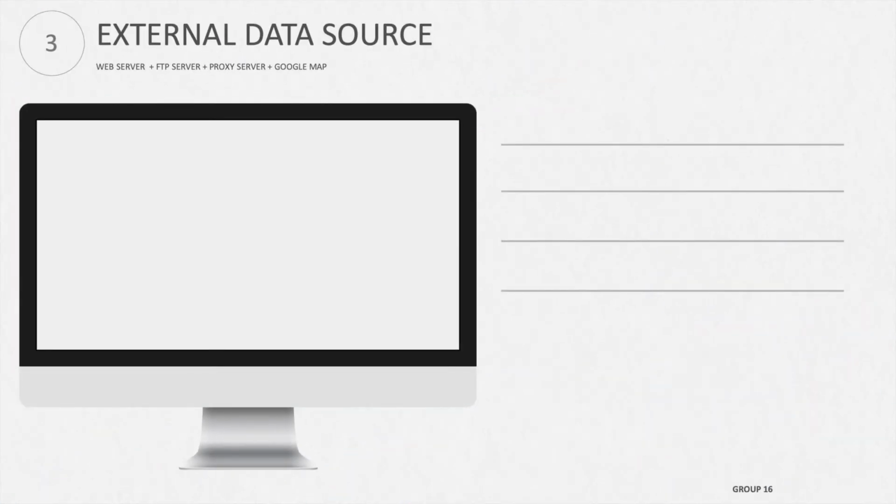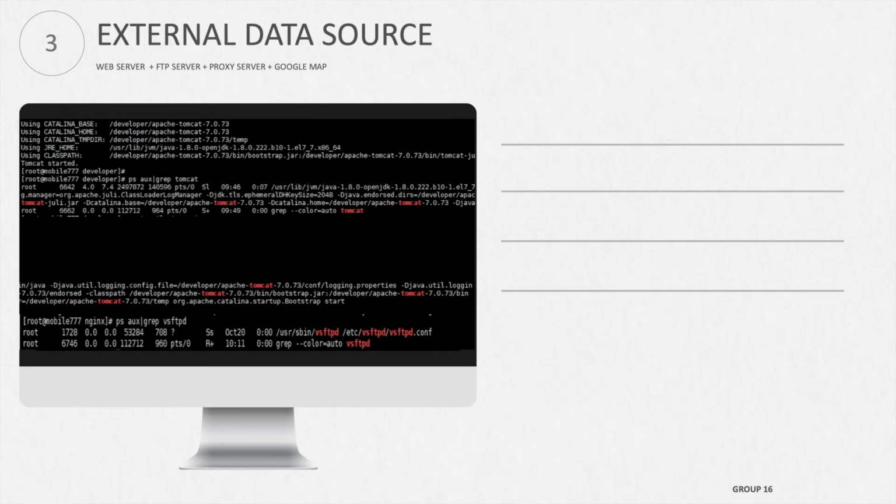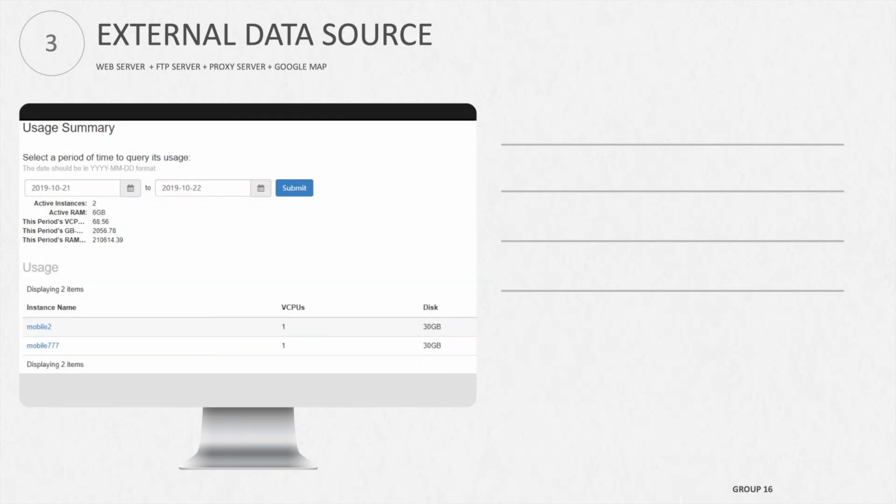Tomcat is a web container which manages beans and provides user interface. VSFTPD is a file server which is used to store files uploaded by users. Nginx is a reverse proxy server which segregates actual server and the client side. Besides, it can process load balancing.